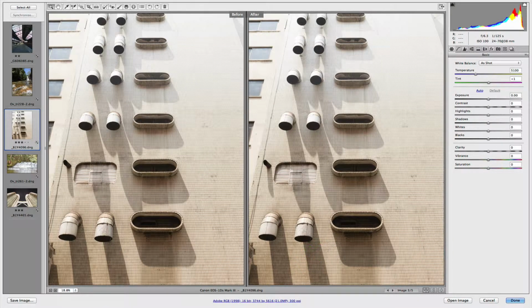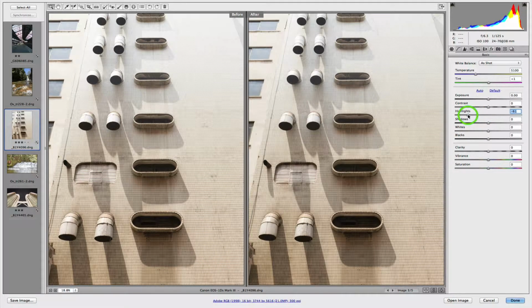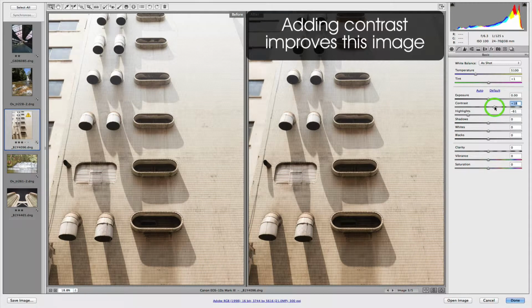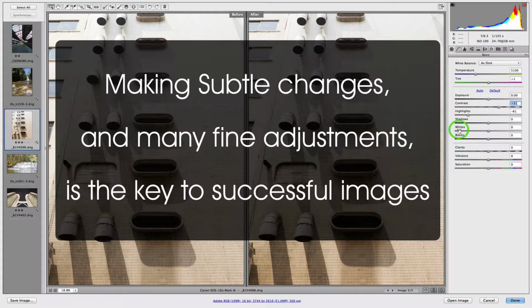Let's look at this image now. Recovering the highlights. Now I have used the highlight slider so that the after image on the right hand side has had its highlights removed, but it requires some contrast now. Increasing contrast and the overall appeal of the image is now better. The image has much better shadow tone, and it appears sharper and higher in detail. And increasing the contrast gives the image the overall improvement. Remember to adjust the subtleties of images rather than making large aggressive changes. Many fine adjustments are the key to success.